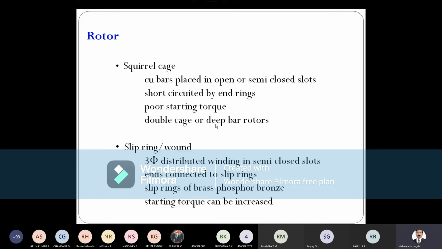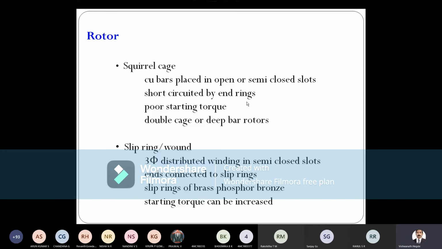rotor are short circuited by end rings. On the two ends, there will be copper rods coming out of the slots. You imagine, I will show you some photographs later. From the two ends of the rotor, there will be copper bars coming out of the slots.